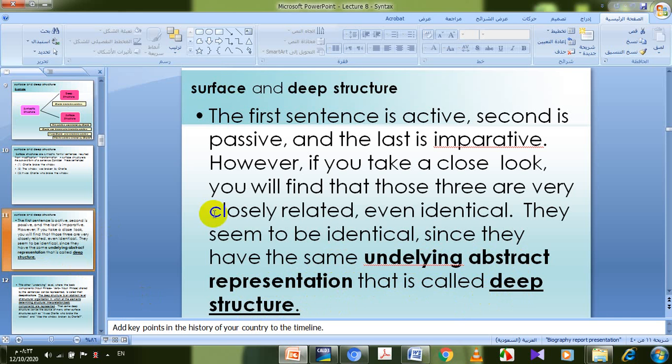Good. So again, if we have a close look at the three of them, we can find that they are closely related, even identical. Why? Because they have the same underlying abstract representation. What is it? It is the deep structure. So what is deep structure? It is the underlying abstract representation.